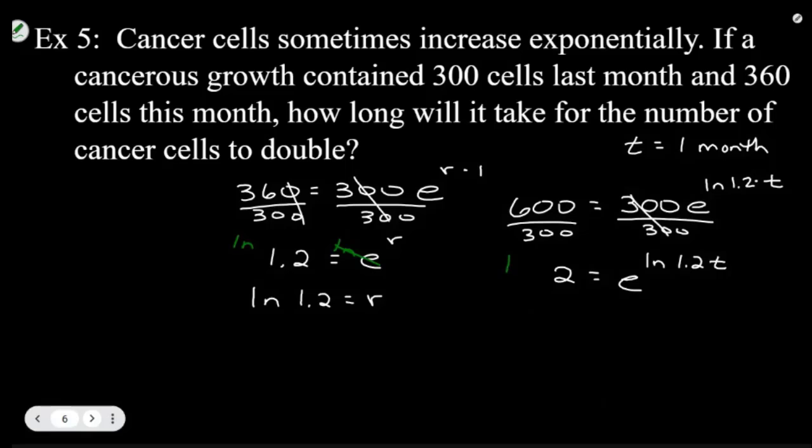Yeah, it gets kind of repetitive, right? It's nice because it's easy, but it gets a little bit repetitive. So natural log of 2 equals natural log of 1.2 times t. And we've got one more step. We're going to divide by natural log of 1.2.